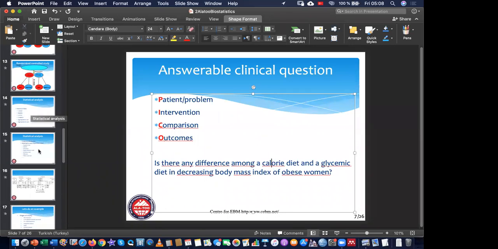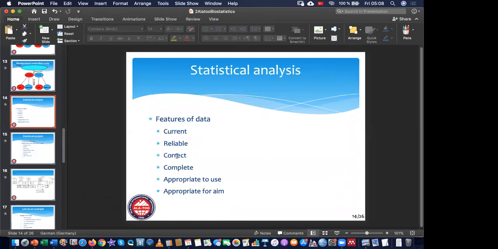Okay. What about the data? Data should have some features. Anybody can tell me? Data should be current, reliable, correct, complete, appropriate to use, and appropriate for aim.